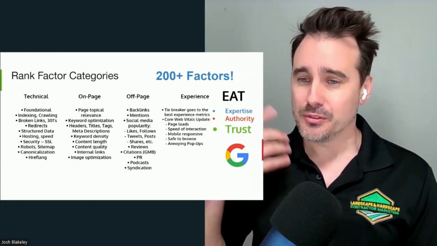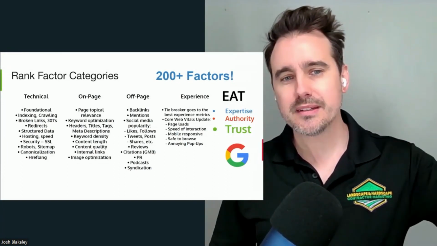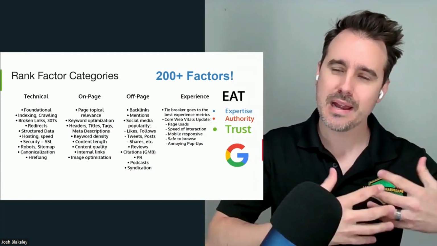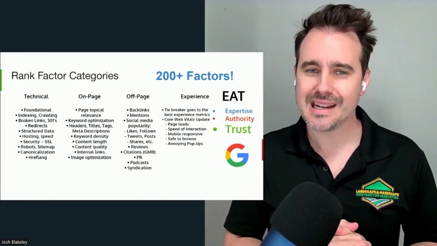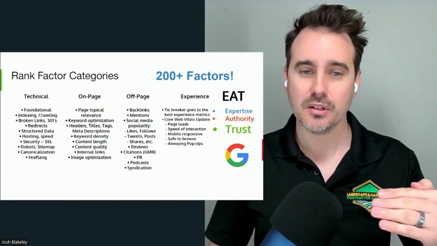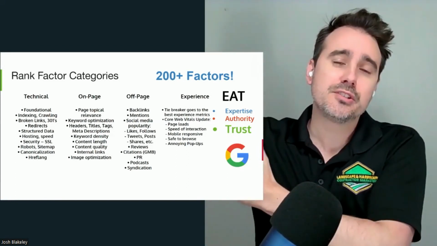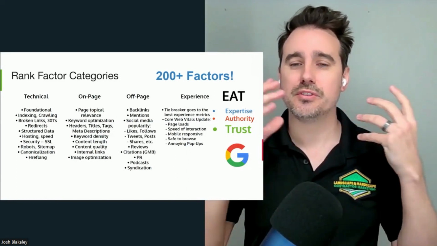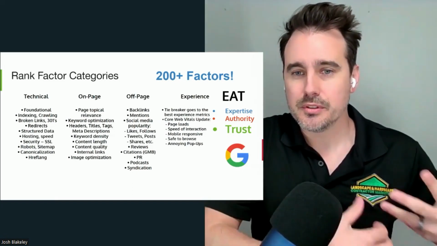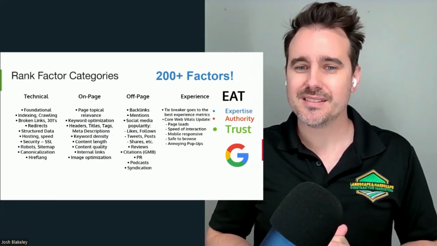Now, here are some of the over 200 factors that Google is using here. But to break it down, we have the technical, which is the back end side of your site. On page is everything that is actually visible on your site in terms of written content, image, video. Off page is when you've got other sites linking over to you and telling Google that you're important, you're an authority. And then the last one that's really important is the experience.